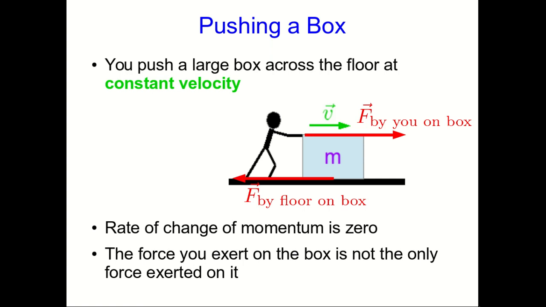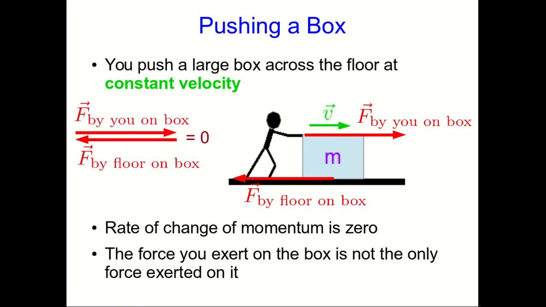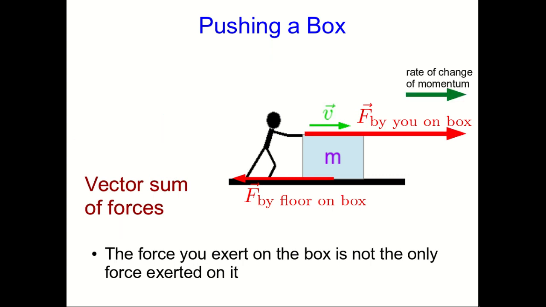The fact that the box is moving at constant velocity tells us that the strength of these two forces, the one that you're exerting on the box and the one that the floor is exerting on the box, must be equal. And so the vector sum of the forces is 0, and that's why the rate of change of the momentum is 0.